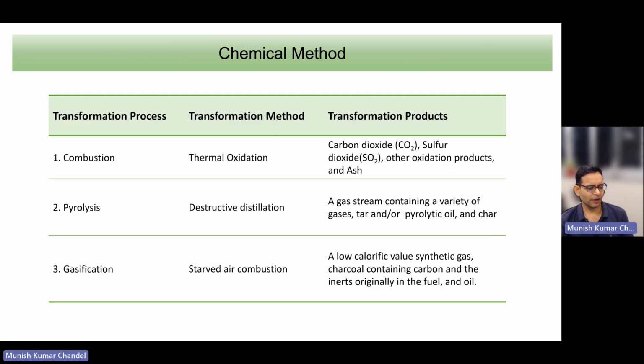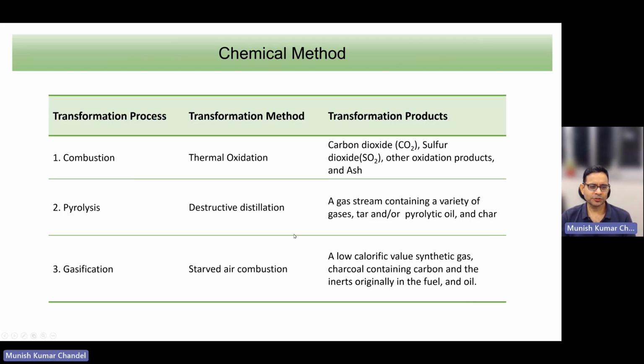In place of combustion, if we do partial oxidation, also called starved air combustion, then you do not completely oxidize the waste, but you convert it into a partially oxidized gas, which is called synthetic gas. And this synthetic gas largely contains carbon monoxide and hydrogen, and it further can be used as a gaseous fuel for other applications. In addition to getting this synthetic gas, you also would get charcoal containing carbon and inerts and some kind of oil also.